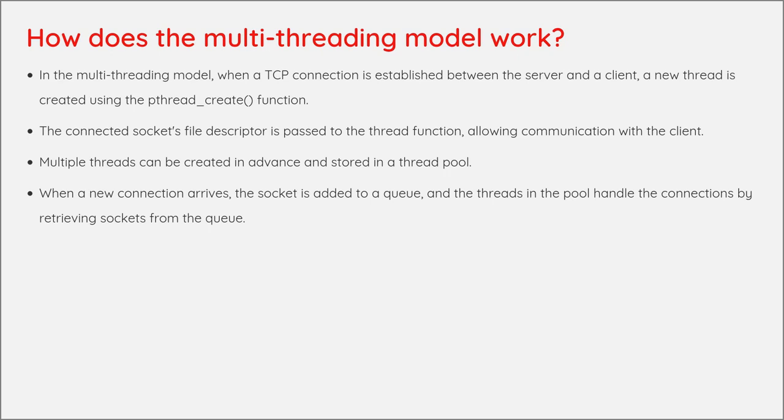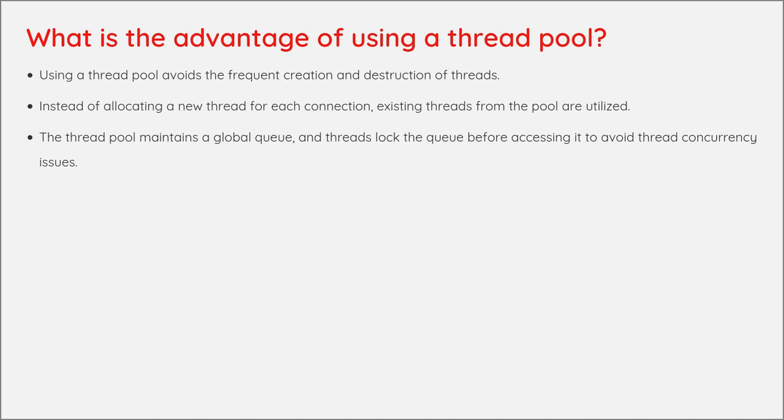Multiple threads can be created in advance and stored in a thread pool. When a new connection arrives, the socket is added to a queue, and the threads in the pool handle the connections by retrieving sockets from the queue. What is the advantage of using a thread pool? Using a thread pool avoids the frequent creation and destruction of threads. Instead of allocating a new thread for each connection, existing threads from the pool are utilized. The thread pool maintains a global queue, and threads lock the queue before accessing it to avoid thread concurrency issues.